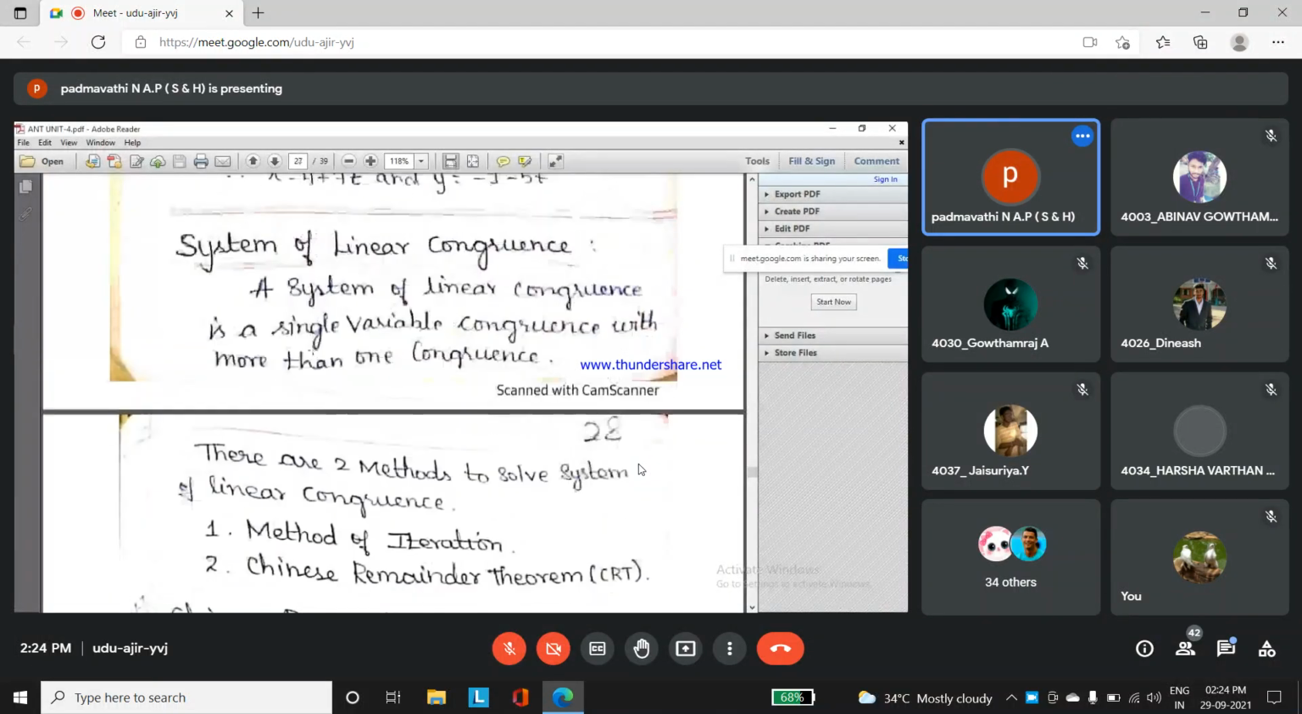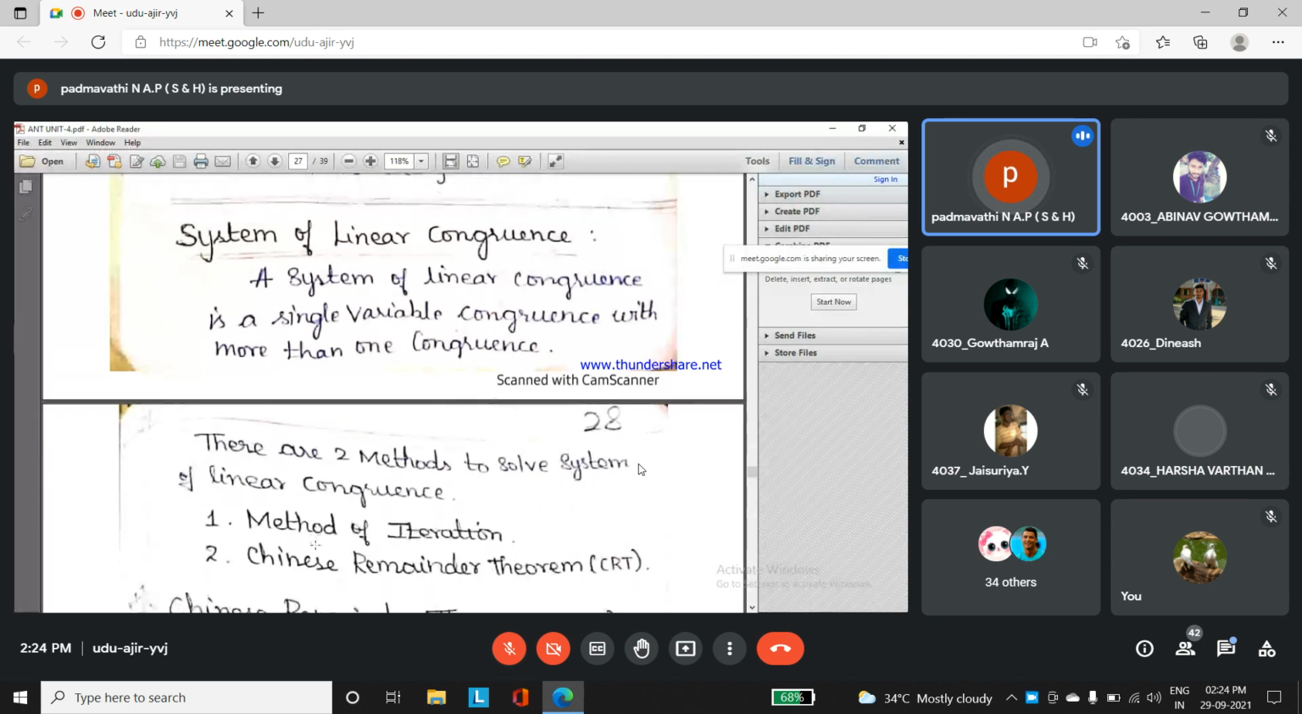A system of linear congruences is a single variable congruence with more than one congruence. There are two methods to solve the system of linear congruences.